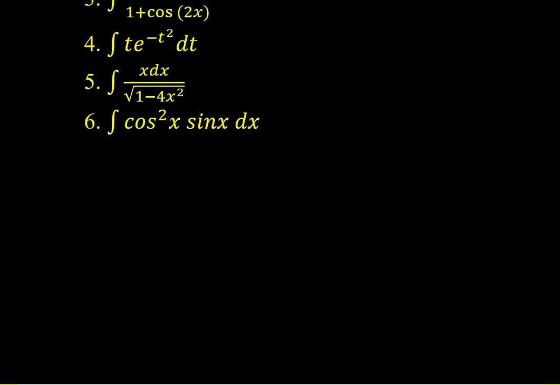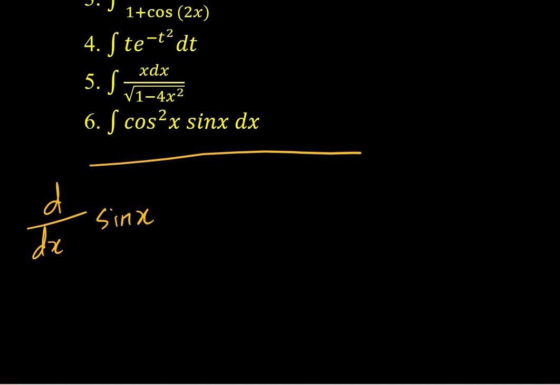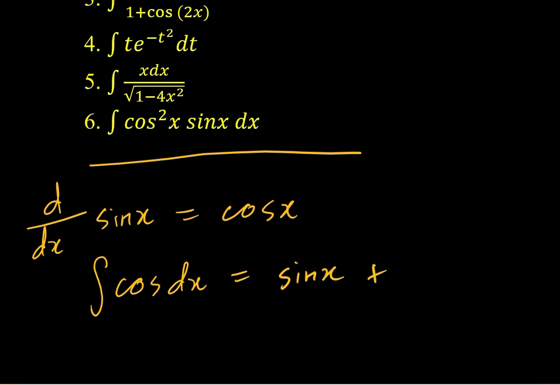Integration is often seen as the inverse of differentiation. So for example, if we know that the derivative of sine x with respect to x is equal to cosine x, then the integral of cosine x dx is equal to sine x plus some constant. We normally just use c to specify that it's a constant. And in these simple cases, it's normally quite trivial.